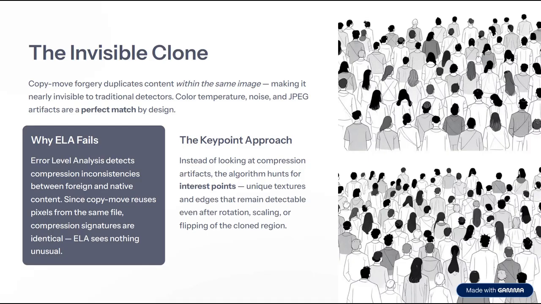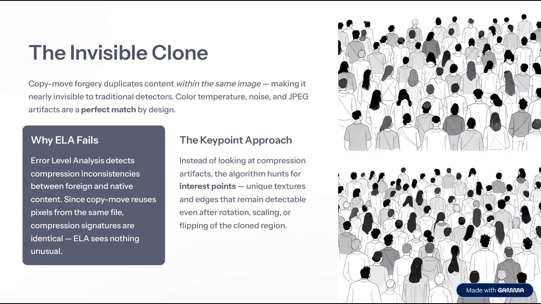Why is it so hard to detect? Unlike image splicing, where you can bring in content from an outside file, copy-move forgeries use the same image for the source and the target. This means properties like color temperature, noise, and JPEG compression are a perfect match.